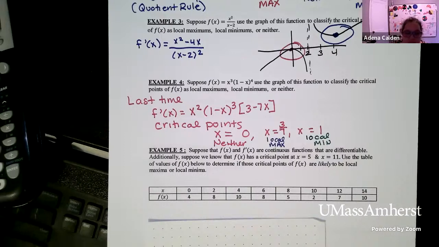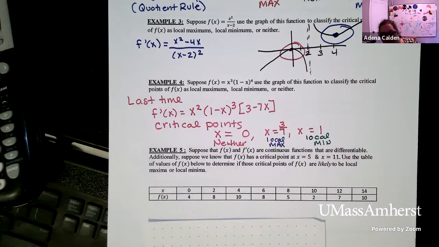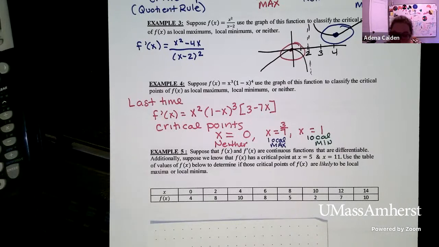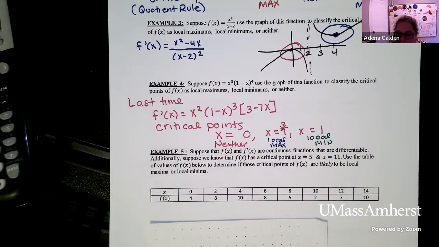And we want to use this table of values of f of x to figure out if these critical points at 5 and 11 are likely to be local maximums or local minimums, okay? So I want you to take a minute, see if you can think about how we can apply this test to this table for 5 and 11, and jot down your thoughts on that, and then we'll go through it together in just a minute and a half.